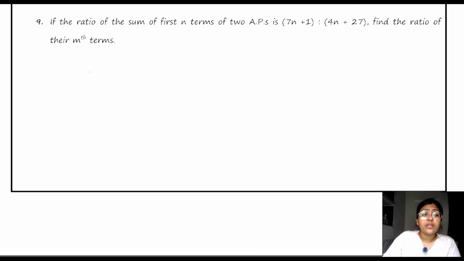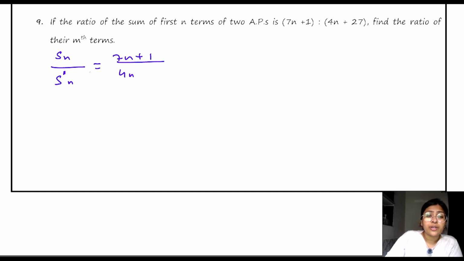If the ratio of the sum of first n terms of two APs is given. We have two APs, so we are letting the first AP as capital A, capital D, and the second AP small a and small d. According to the question, there are two APs, so their sums will be different. So we are letting Sn and S dash n. The ratio of the sum of n terms of the two APs is given as 7n plus 1 whole upon 4n plus 27. What we need to find out is the ratio of the mth terms, that means am over a dash m.